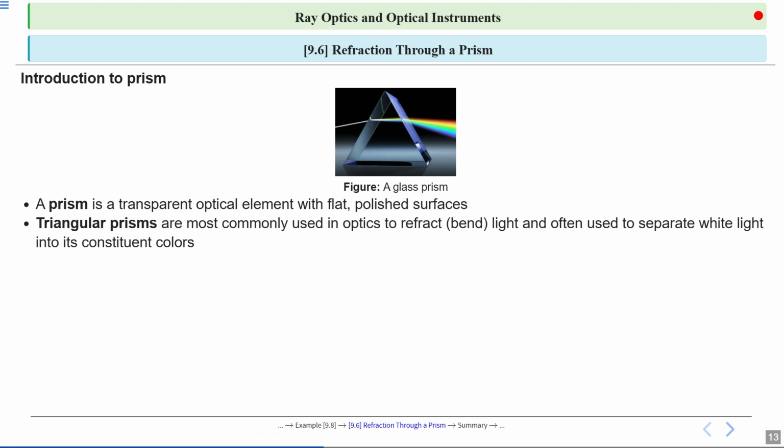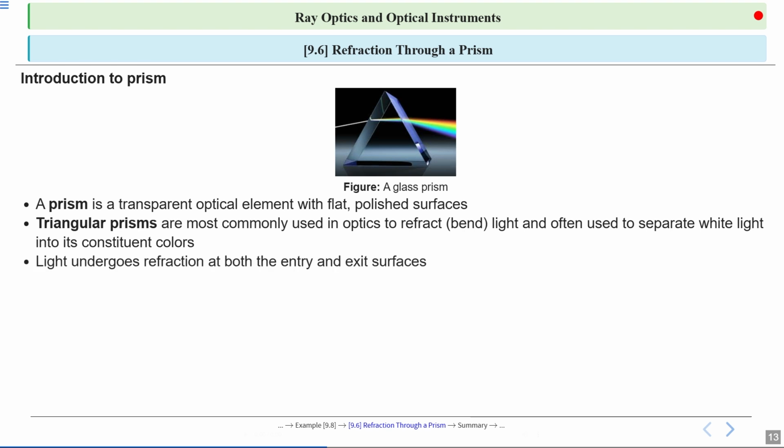Triangular prisms are particularly important in optics. They are used to reflect light and can separate white light into its constituent colors, a process known as dispersion. This is why prisms are often associated with rainbows.